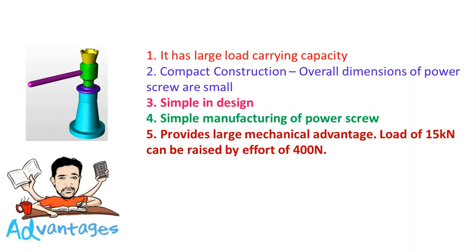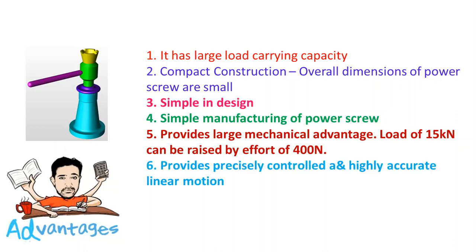Now, mechanical advantage is basically the ratio of load to effort. So, if a load of 15 kilonewton has to be raised, then a very small effort of only 400 newton needs to be applied. So we can say that the power screw has a large mechanical advantage.